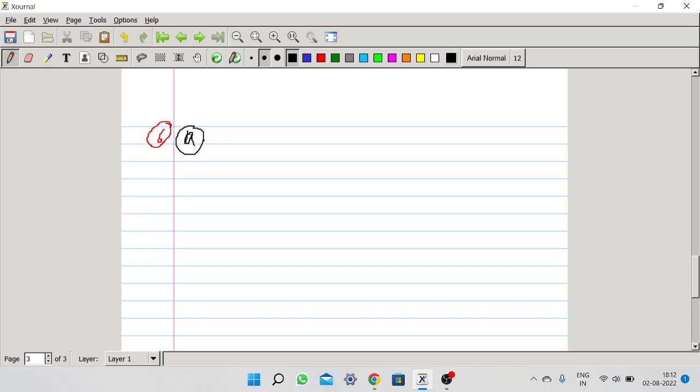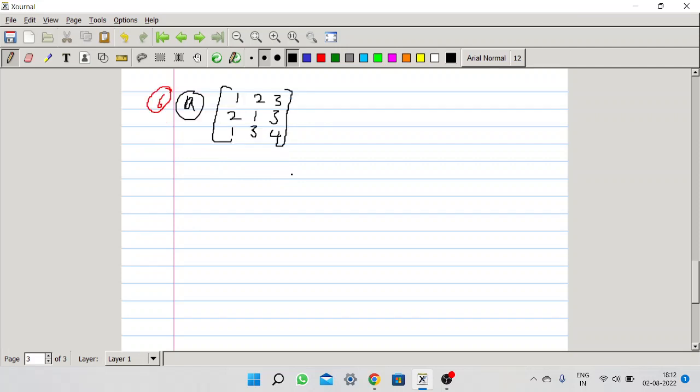Let me write A. So I am writing the set S1 into the matrix form. I am just writing the vectors in column form: 1, 2, 1, 2, 1, 3, 3, 3, 4. By just doing the determinant and checking whether it is 0 or not, we can say whether that set is linearly independent or not. So I am calculating the determinant of this matrix: 1, 2, 3, 2, 1, 3, 1, 3, 4.